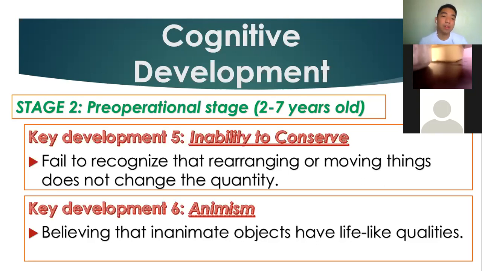Okay, next we have animism. For animism, the child at this stage believes that inanimate objects have lifelike qualities. So hilig silang tagaan og life ang mga non-living things. If, for example, ang bag, masturiyara ba ang bag? Oh, that's normal for them. Animism. Okay? So, there are 6 key developments for the pre-operational stage.